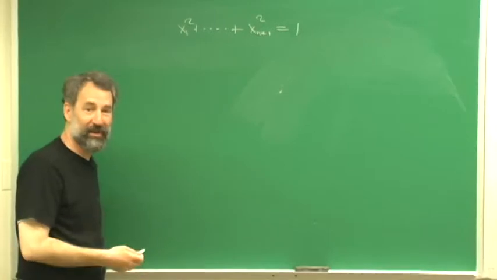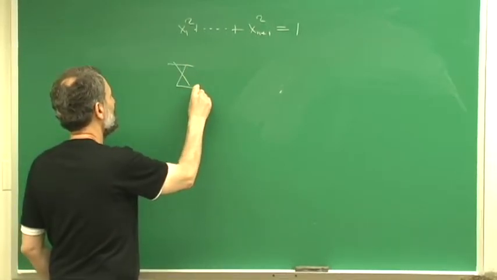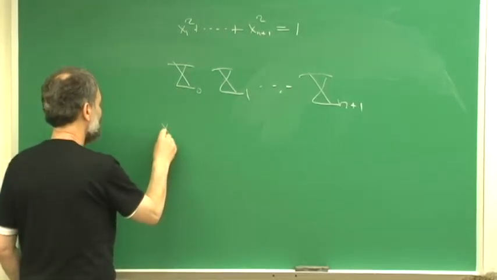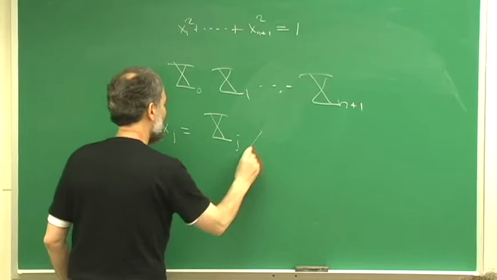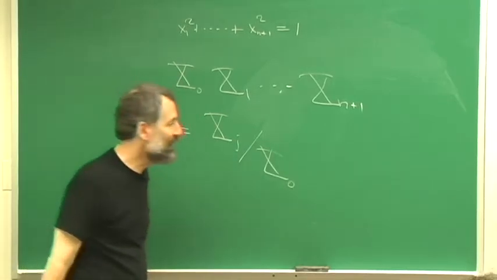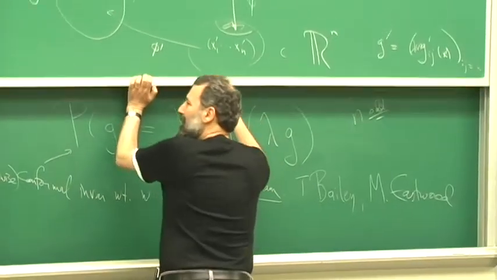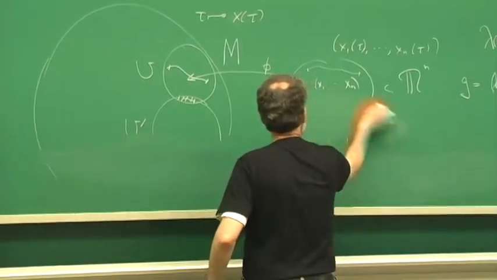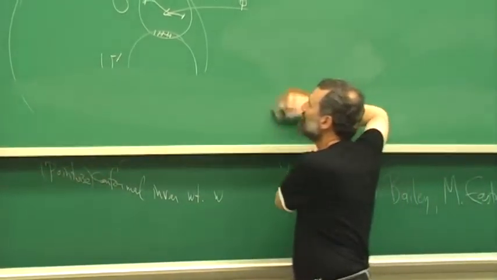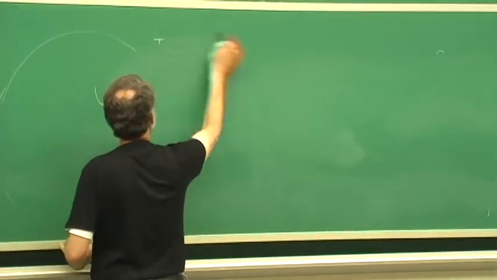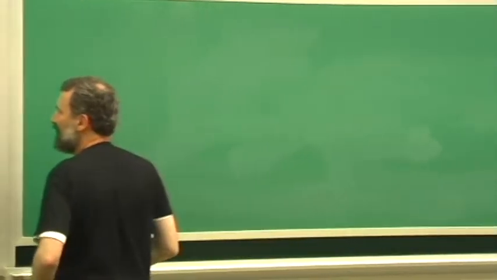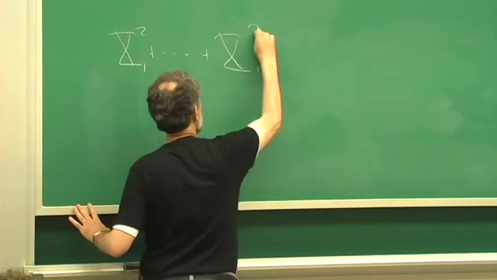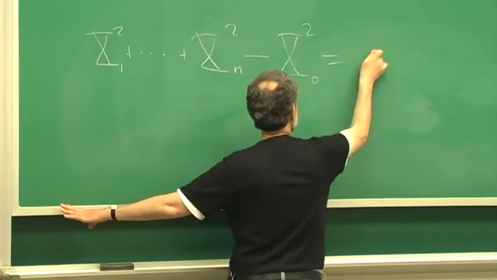Okay. Now, let's use projective coordinates, okay? So let's introduce, let's say, X0, X1, through X n plus 1, where little x_j is equal to capital X_j divided by capital X_0, okay? Then the sphere corresponds to x1 squared plus through xn+1 squared minus x0 squared equals 0.